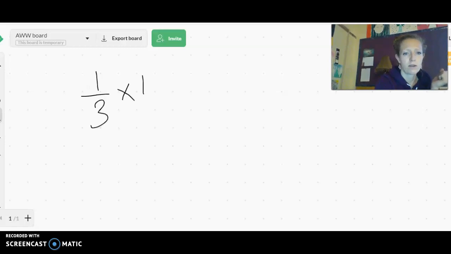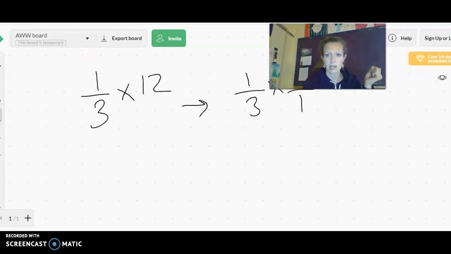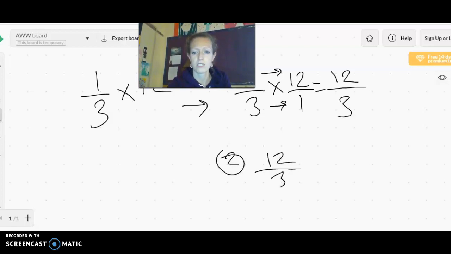1/3 times 12. All right, your first step is to set this up with your whole number having a denominator. So we're going to go 1/3 times 12 over 1. If you don't believe me, check it on a calculator. 12 over 1 is the same as 12. Let's multiply across. 12 times 1 equals 12. 1 times 3 equals 3. Now we're in the second stage. We have 12 over 3, which is the same as saying 12 divided by 3.